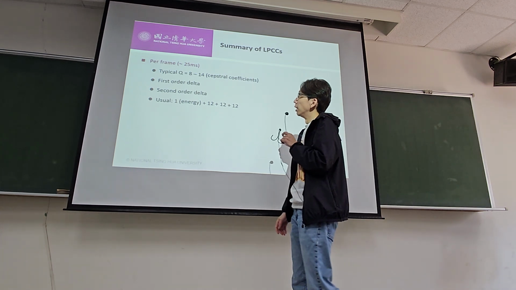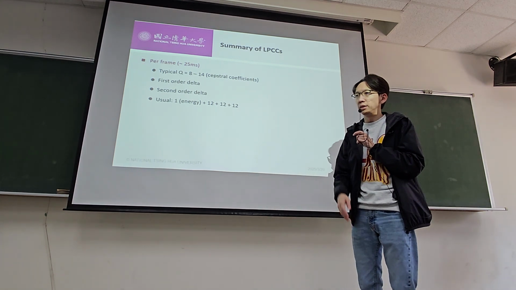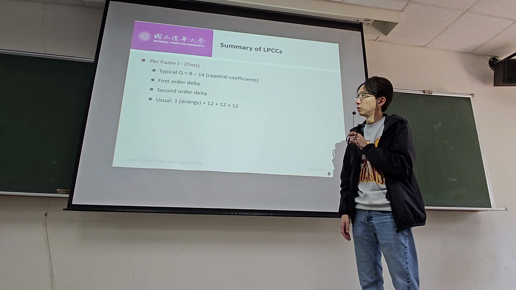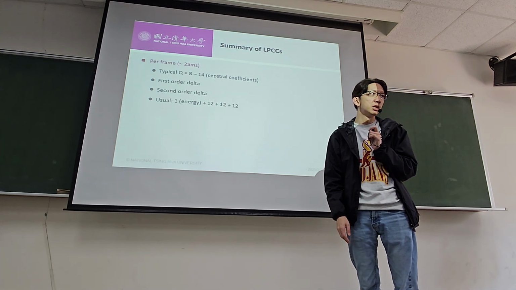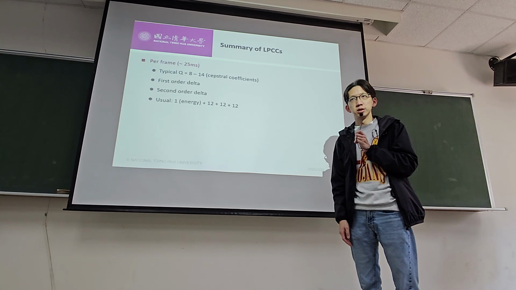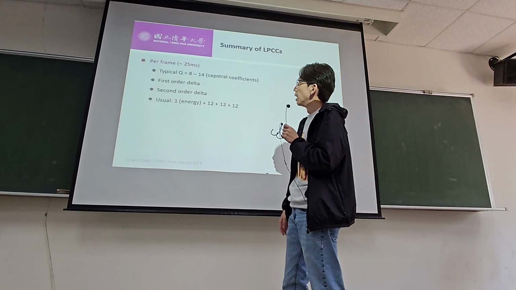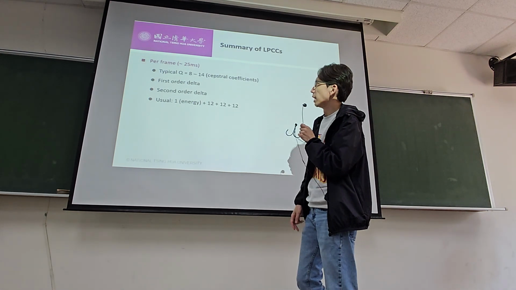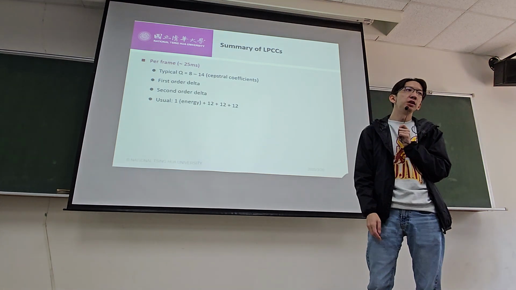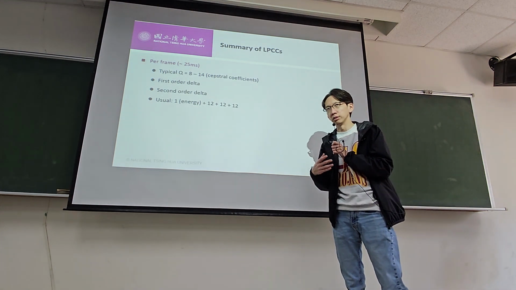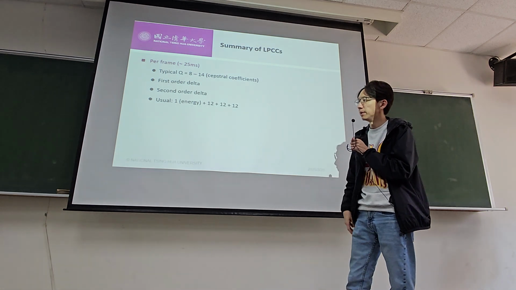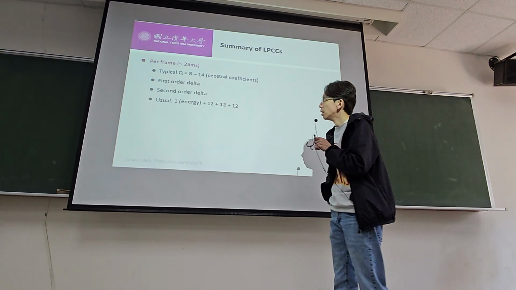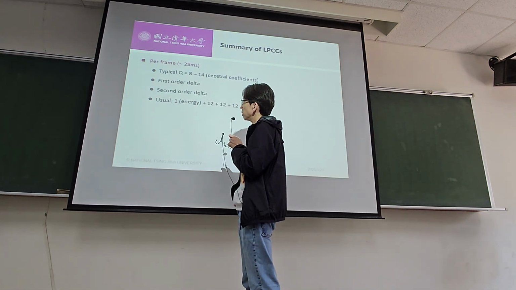Per frame, usually the length is about 20 to 40 milliseconds, sliding half of that, which we call 50% overlap. So with a sliding of 10 to 20 milliseconds, for every single frame we have about 8 to 14 cepstral coefficients. It depends on your application, and whatever choice makes your application work the best. You always include a first order delta or second order delta.